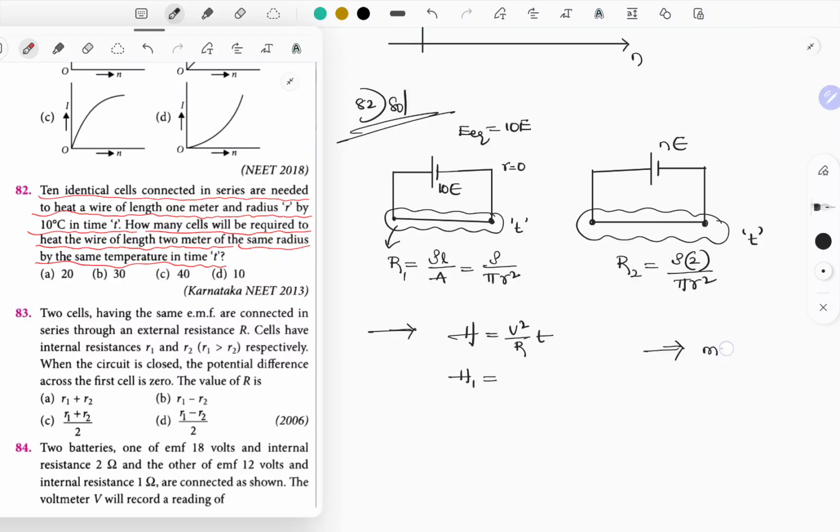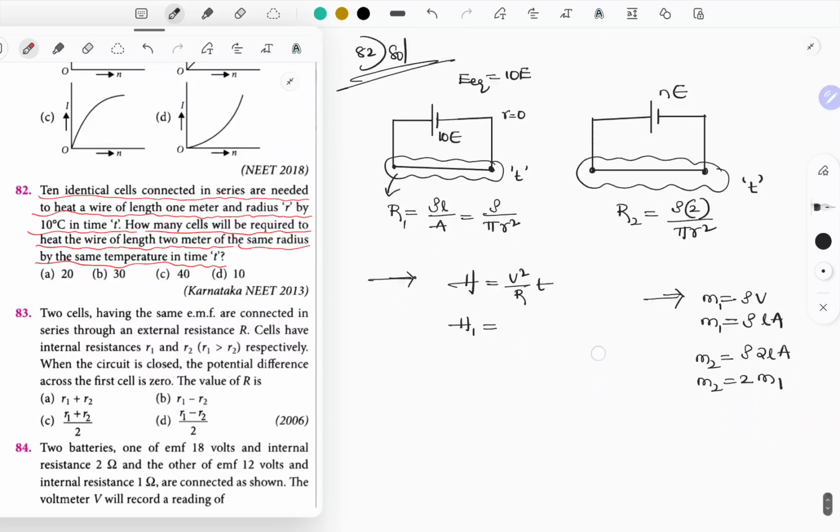So mass is equal to density into volume, right? This is how we can replace. Volume is length into area of cross section. Is this how we have to replace it? Let's say this is m1. Then what about m2? M2 is equal to, density does not change, length is 2l, radius remains the same. That's why it is going to be... So can I write down m2 is equal to 2 times m1? Yes, we can write it like this.